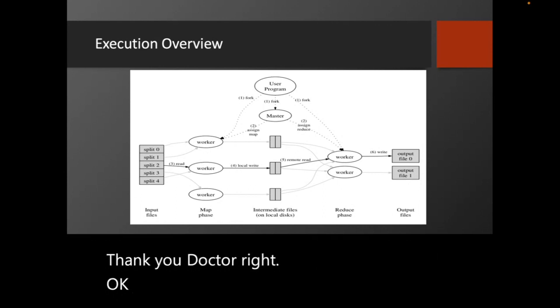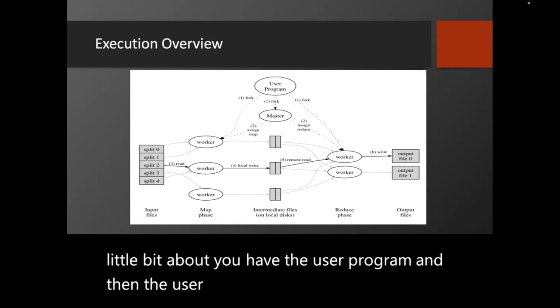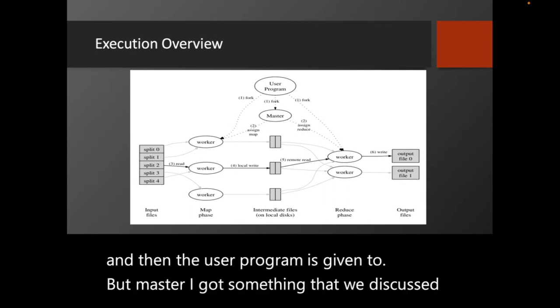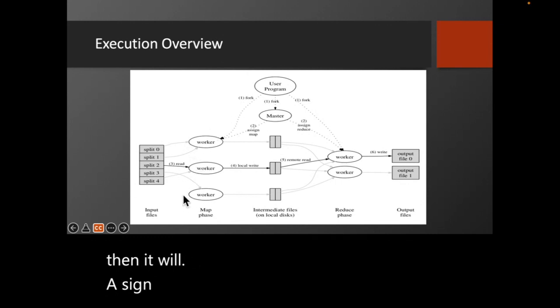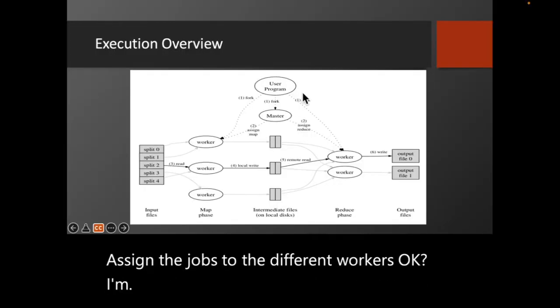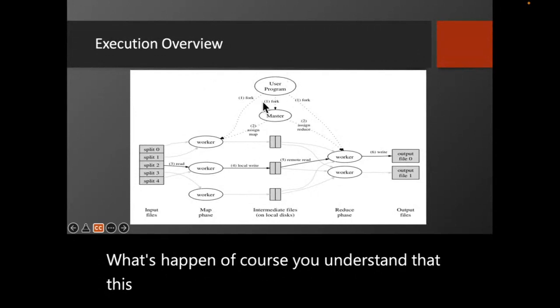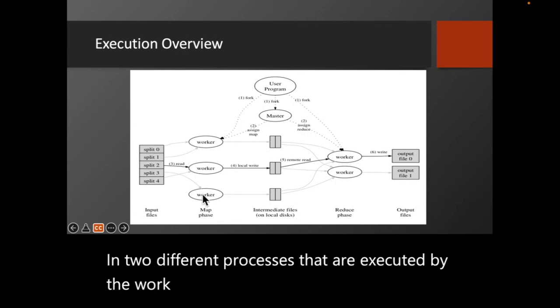Okay, so generally speaking, yesterday we discussed a little bit about this. You have the user program, and then the user program is given to the master. The master receives the job, and then it will assign the jobs to the different workers. Of course, you understand that this user program, in terms of technical aspects, is forked into different processes that are executed by the worker. Okay, so that's the idea.